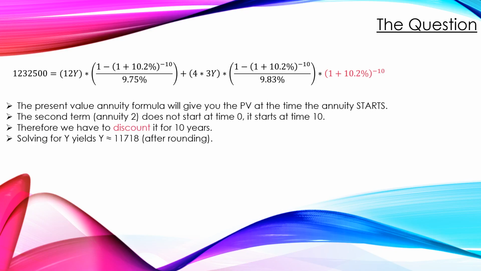And here's some notes. It'll say that the PV gives you the PV at the time the annuity starts. The second term does not start at time 0, it starts at time 10. We have to discount it for 10 years. That's what that red compounding factor to the negative exponent is for. And then when we solve for y, we'll just find that y is more or less 11718. That's after rounding. So I hope this clears up everything for you guys.